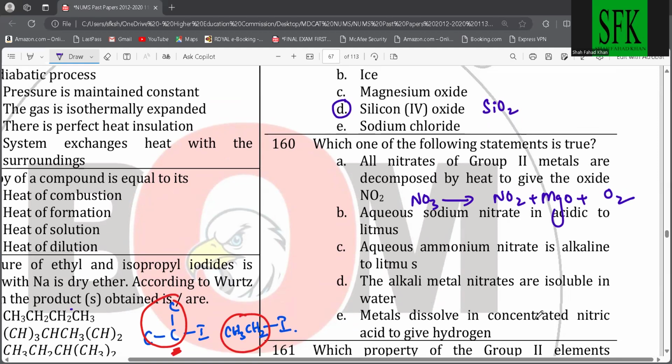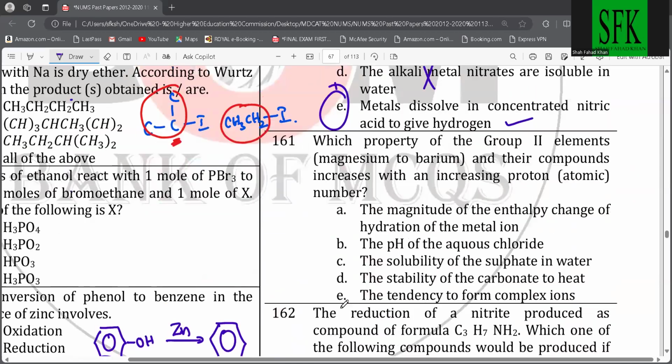So metals dissolve in concentrated nitric acid to give hydrogen. That's true. They do dissolve in nitric acid to give hydrogen, but let's look at the other options. The alkali metal nitrates are insoluble. No, that's not correct. They are soluble. Of course, ammonium nitrate is alkaline to litmus paper. No, that's not the case. It's neutral. Sodium nitrate is acidic. No, again, not acidic, it's neutral. And then this is also not complete. It also has oxygen. The only option left is E. That with an acid it produces hydrogen gas.